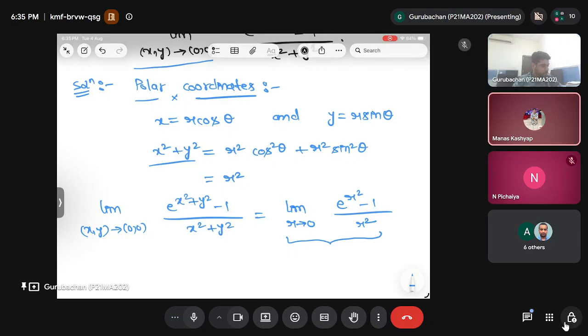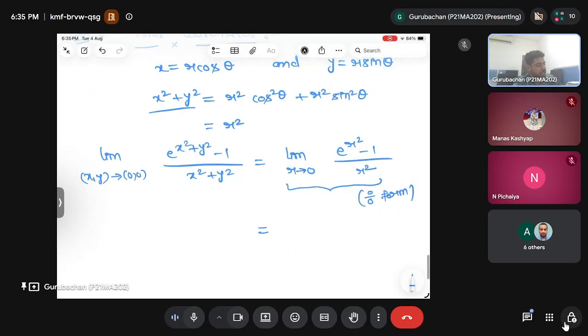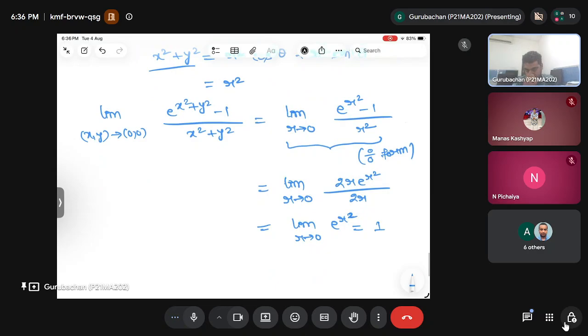Yes, sir, it is 0 by 0 form. So what will you do? You will differentiate the numerator and denominator separately. When you differentiate the numerator, you will get 2r e to the power r square, and in the denominator 2r. So 2r will be cancelled out. You will be left with limit r tending to 0 of e to the power r square. Is it clear?